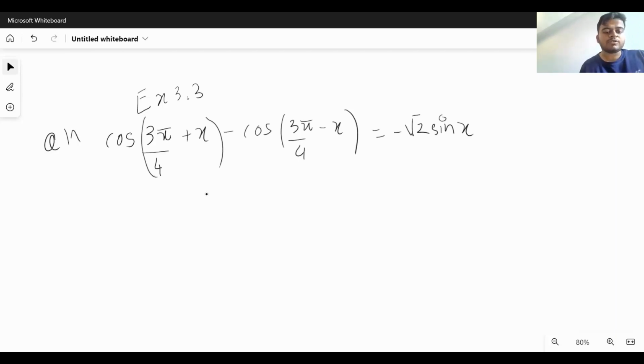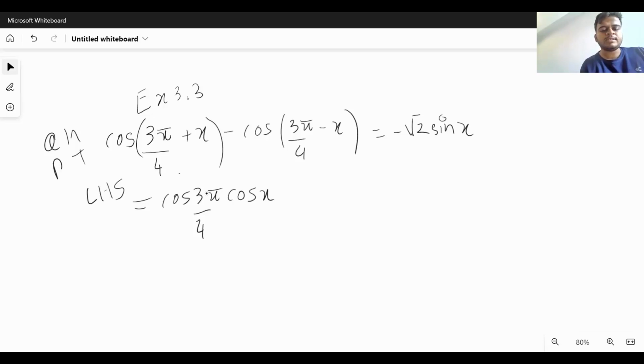Number 11. This is the 11th question, right? We have to prove this. So again, we are going to use the same approach. We are going to expand everything in the LHS, and we're going to try and get our RHS, correct? So first, to expand this term, you need the identity cos A plus B. We all know what is cos A plus B. Cos A plus B is nothing but cos A cos B minus sin A sin B, correct? I'll write that. Cos 3 pi by 4 cos x minus sin 3 pi by 4 sin x.